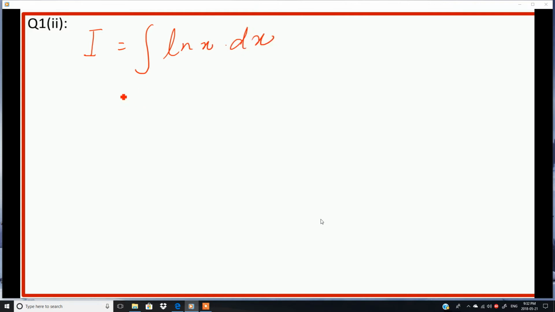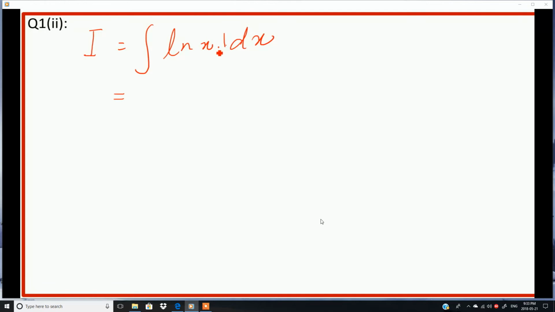As I have told you, this exercise is based on integration by parts, and this function should be a product. So we have only natural log of x. We do not have the other, so you have to multiply with 1, because there should be u and v. So 1 is given; maybe this is u or maybe this is v.